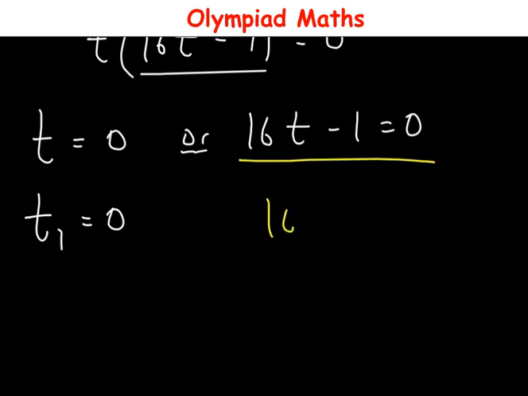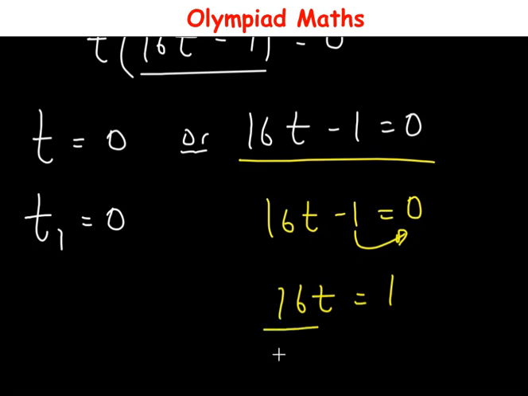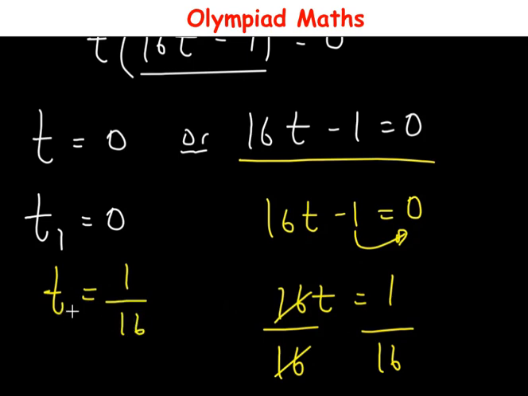So we have 16t minus 1 equals 0. Move minus 1 over to this side. 16t is equal to plus 1. To then solve for t, divide both sides by 16 over 16. 16 divides 16, t is then equal to 1 over 16. And this is the second solution for the value of t. So we have two solutions for t. t1 equals 0, t2 equals 1 over 16.